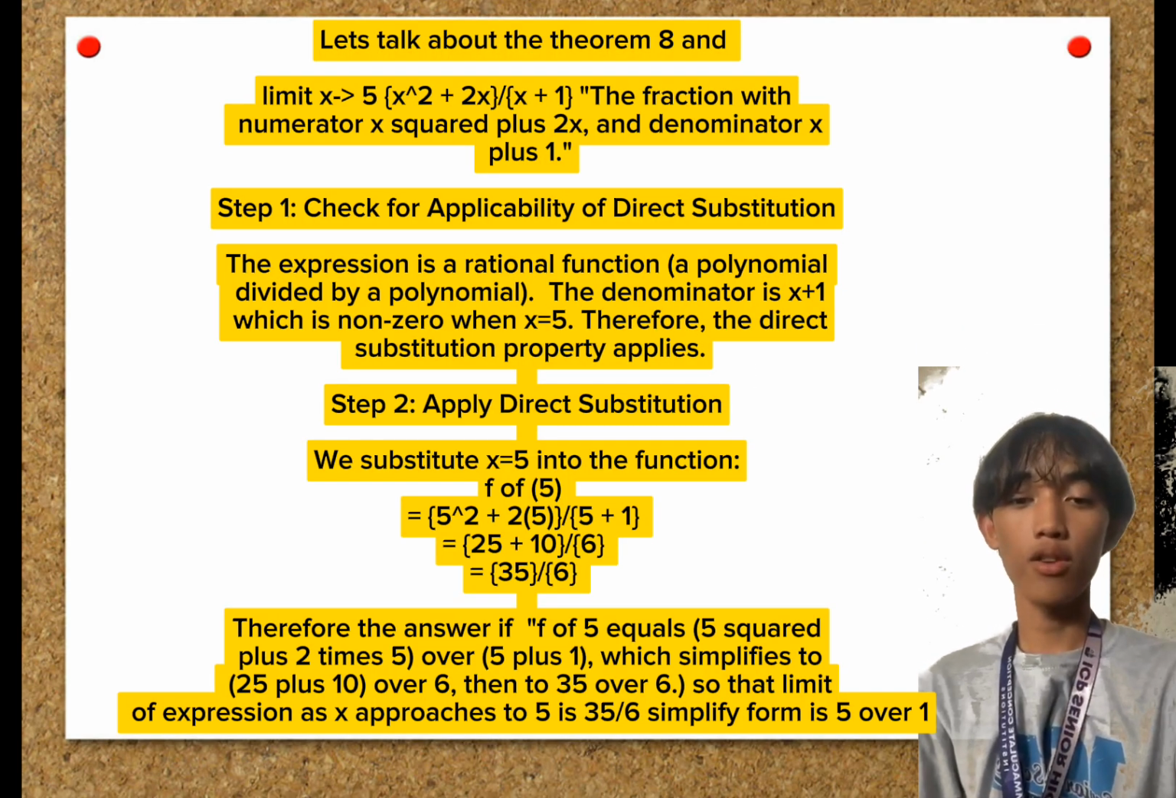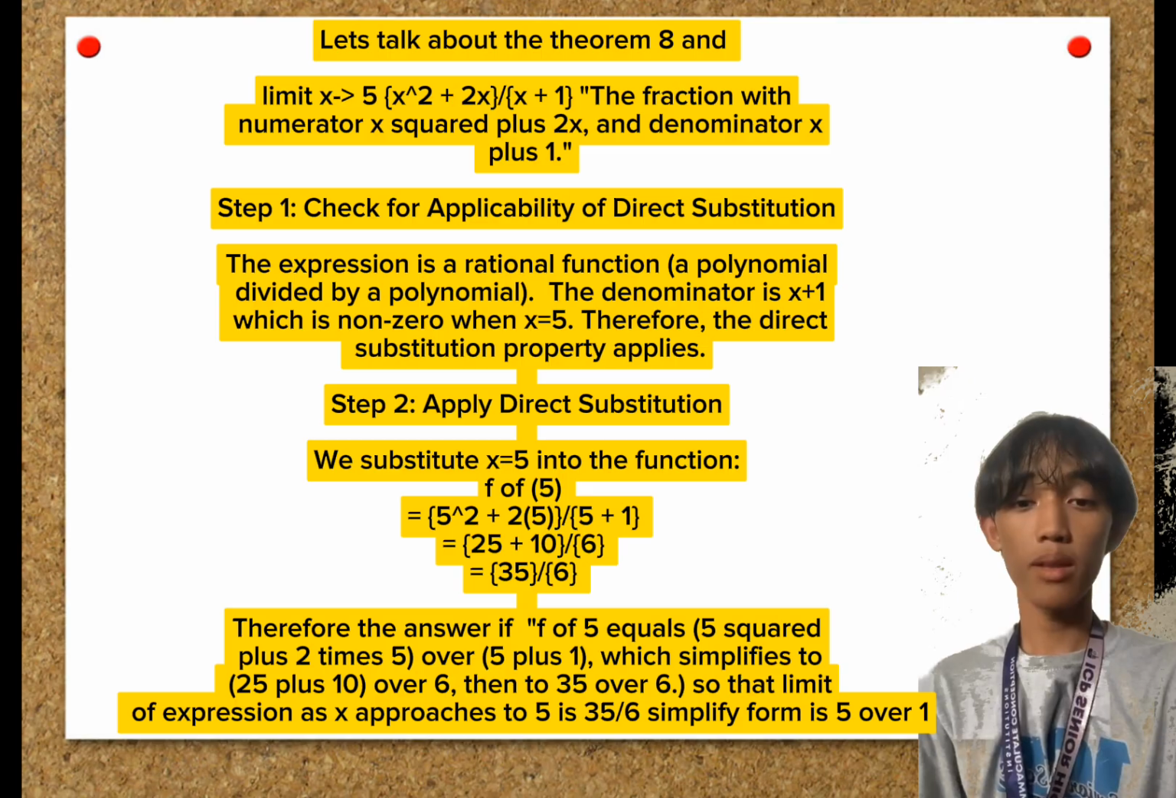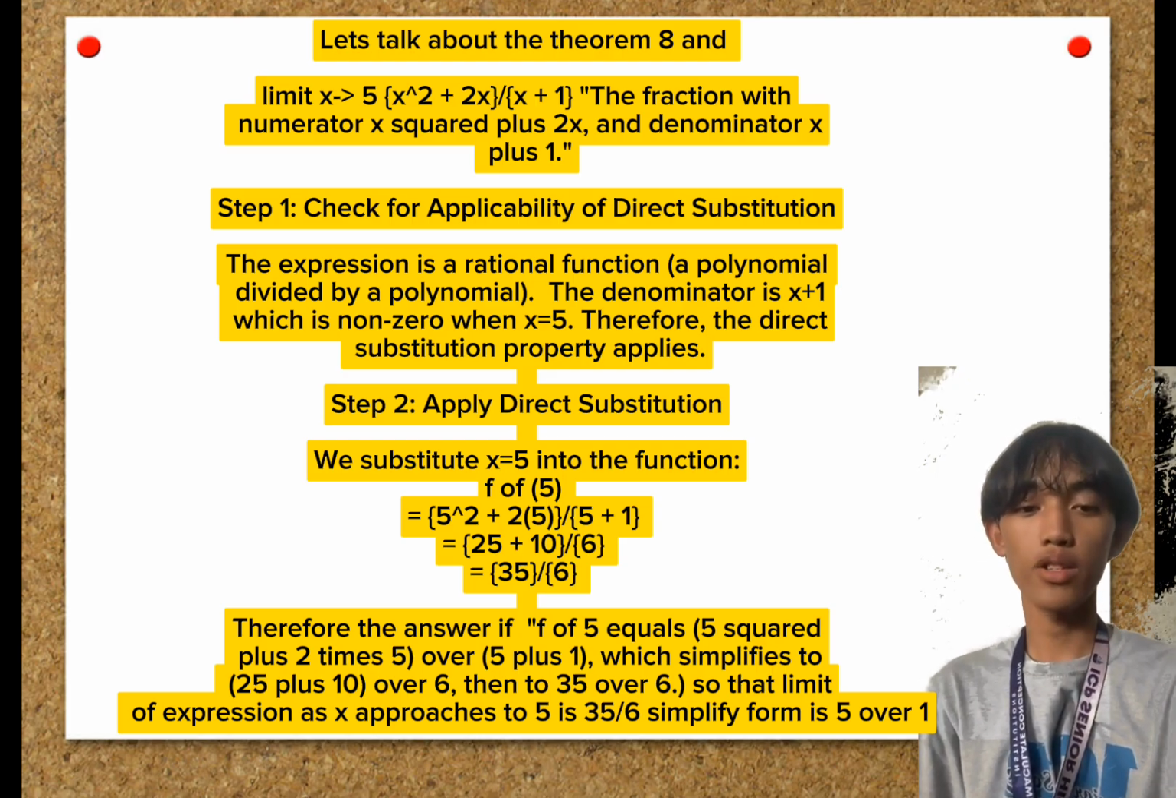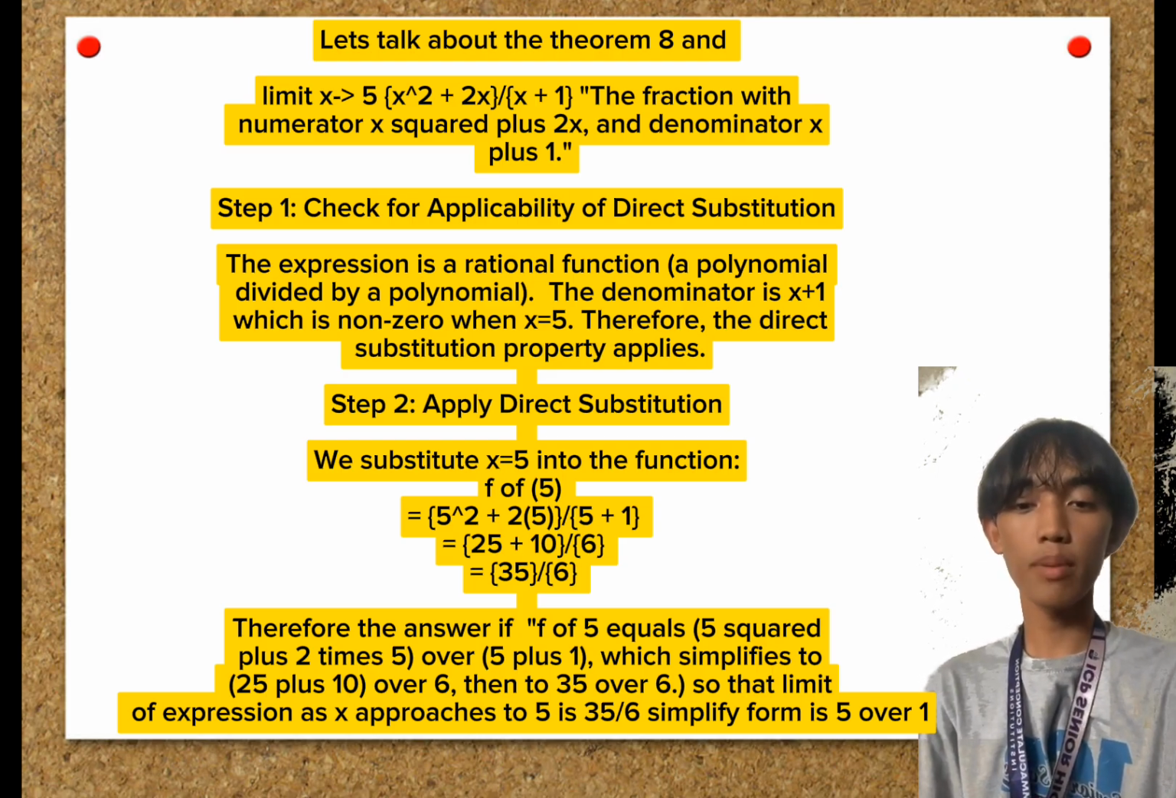Let's talk about theorem 8. The given limit is the limit of (x squared plus 2x) over (x plus 1) as x approaches 5, the fraction with numerator x squared plus 2x and denominator x plus 1.